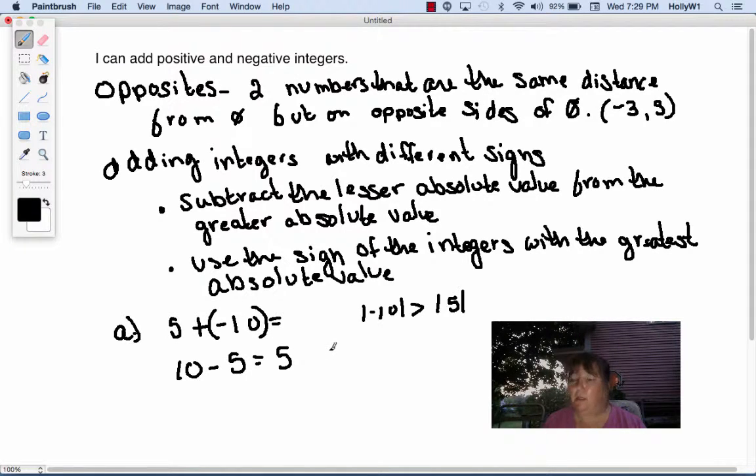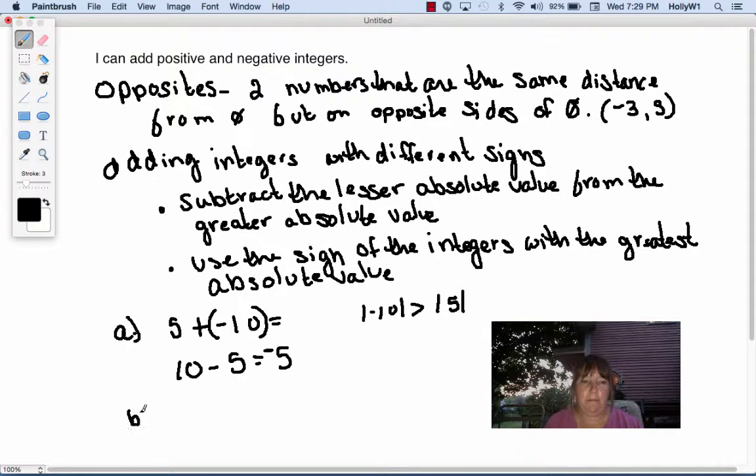Okay, so now what is the sign? We're going to use the sign of the integer with the greatest absolute value. The absolute value of -10 was greater, and that is negative, so your 5 ends up being negative. And if you think about that, if you take 5 steps forward on a number line and then take 10 steps back, you end up in negative territory.